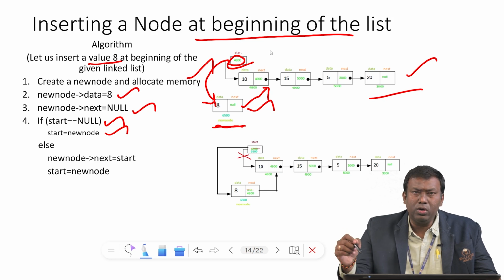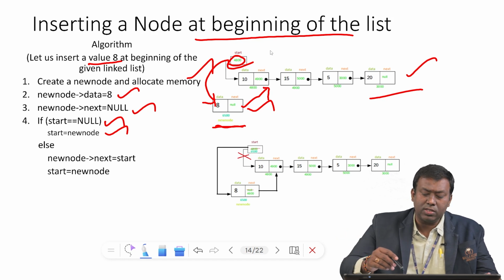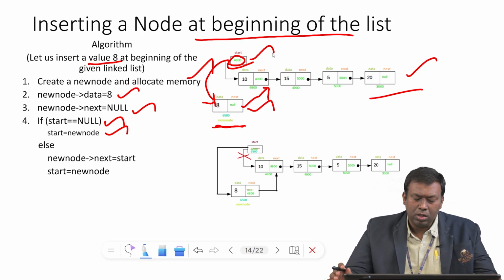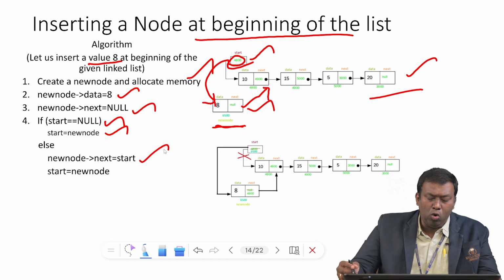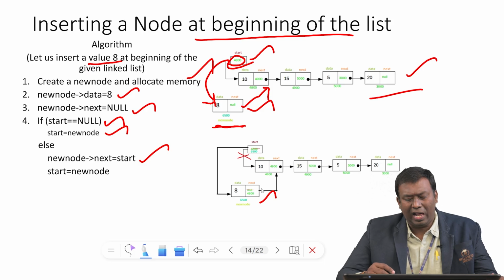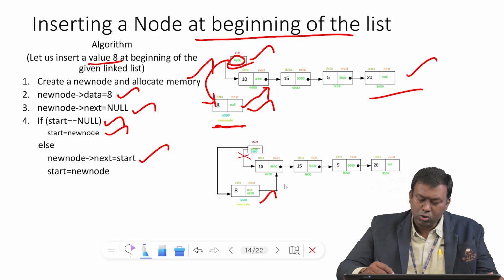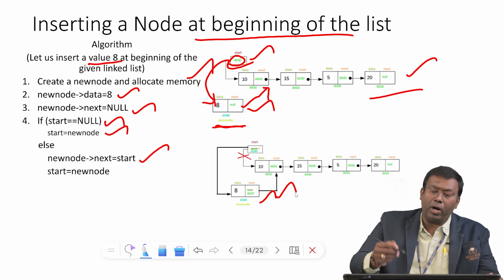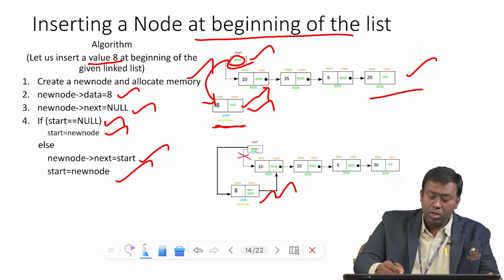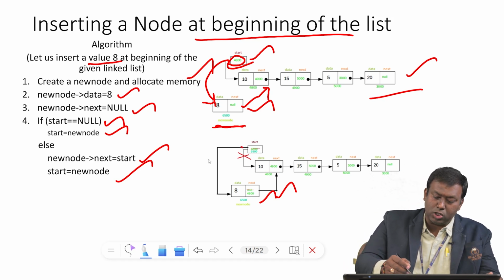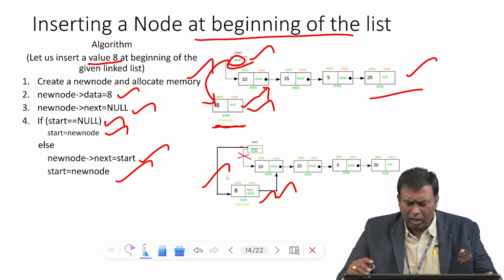This is a cautious point. We need to perform two tasks, but the first task is that I should not lose the address of the first node present in the start. So new node of next equal to start. Automatically, before it was null, now the new value is 4800, so the new node is pointing to the start node. One task done. The second task: the start should point to the new node, so start equal to new node. Now the start value is 6500, which is pointing to the new node. In this way, we insert a new node at the beginning of the list.